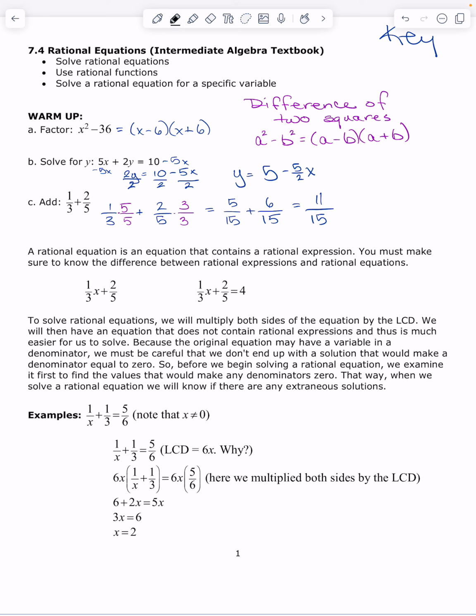Next part, we want to make sure we know the difference between a rational expression and a rational equation. A rational expression is something that has got a rational number in it, or a fraction. Typically, when we call it rational, we've got an x in the denominator. We're not going to get that picky right now. We are talking rational equation when we have the equal sign. So it's this equal part that makes it an equation.